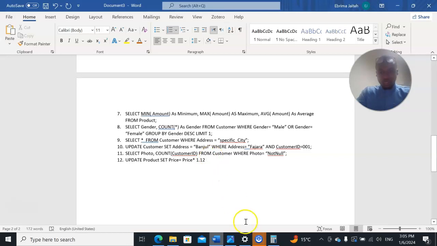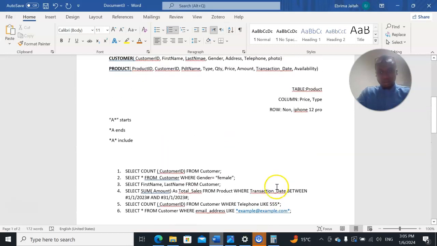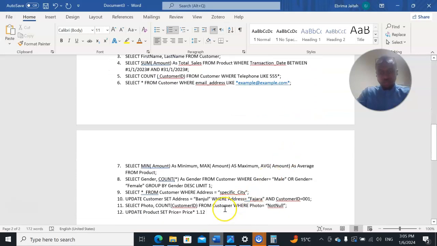Now, is that the end of the question? Let's see. No, the question for us is the type of the phone is iPhone 12 Pro, because when you only stop here, it's going to update all the prices of the products, and we don't want that. We only want the product type iPhone 12 Pro. So update set price equals to price times 1.12, where type, that's the product type, is equals to iPhone 12 Pro.